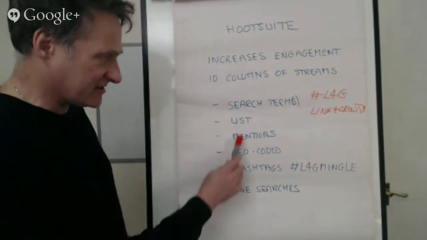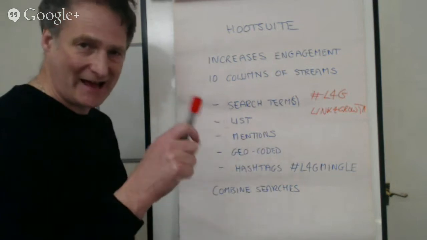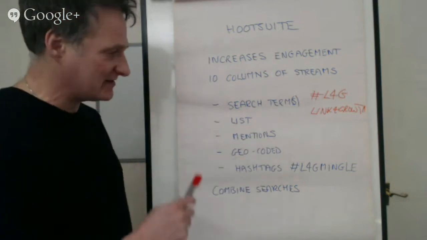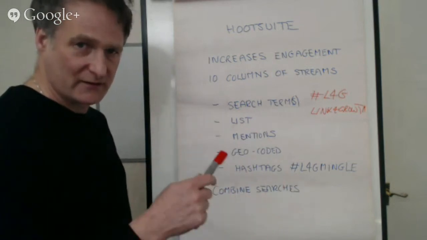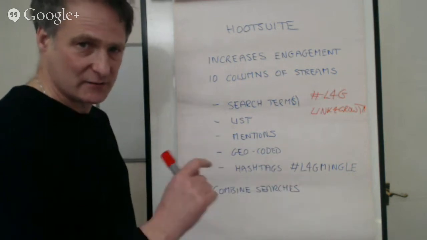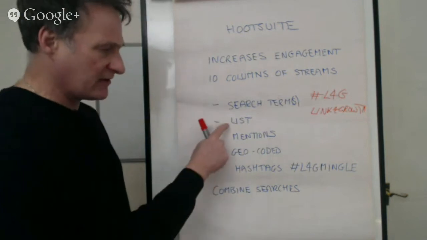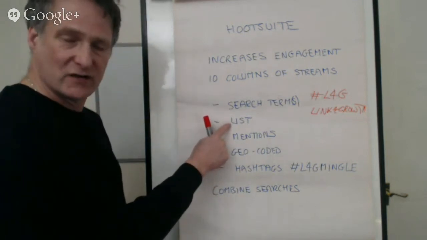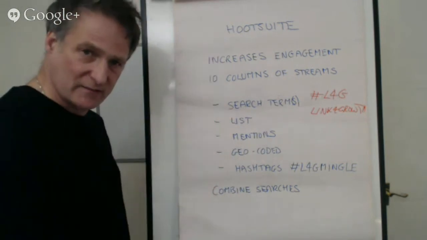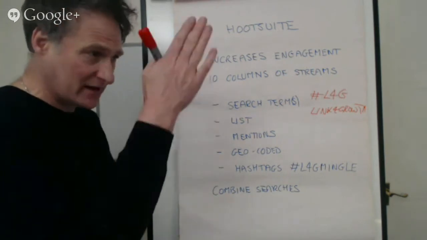So these are the lists. Search terms: you can have something and something and something, or something and or something, this or that, so any of them. So lots of different combinations, but they're really, really useful. You can put a list in, like I have, the L4G community list. So you can create a stream of information, 10 of these going across the screen.